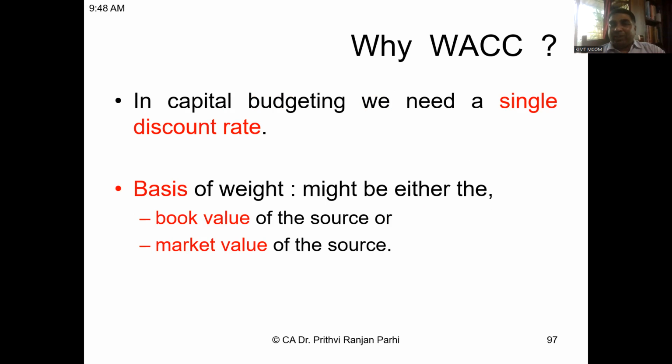Why do we compute weighted average cost of capital? It helps us arrive at a single discount rate. Discount rate means if we evaluate a project, we have to discount the future cash flows to compute net present value. And different components of capital have different rates. So to find the single rate, we find the weighted average cost of capital. And this weight can be either on the basis of book value or on the basis of market value.